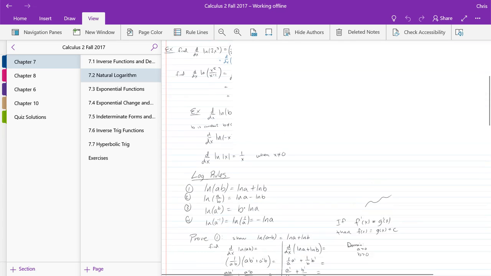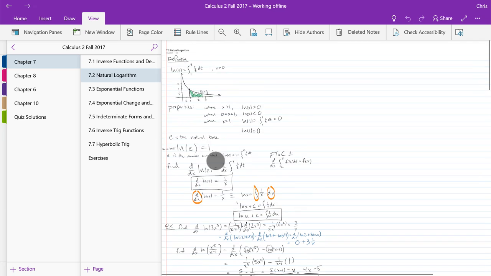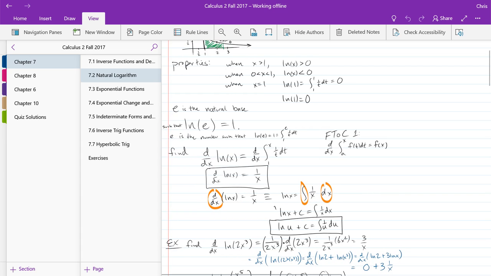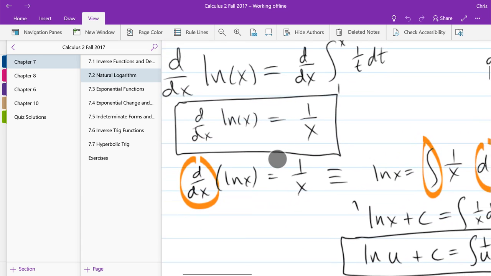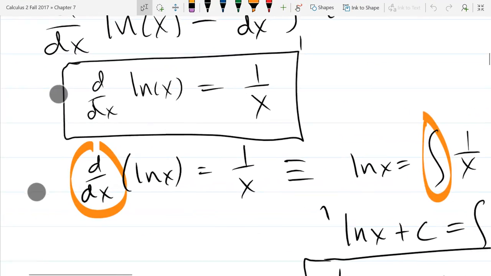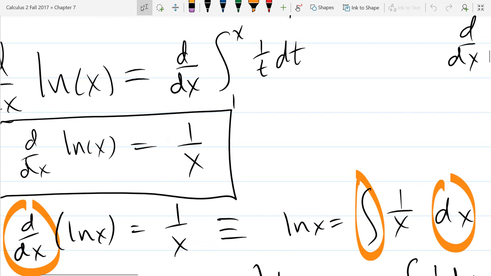So I had talked about inverting the derivative somewhere. Here we go. So I talked about inverting the derivative right here. It's these orange circles, which is why we get a free antiderivative with every derivative that we get. I just want to talk a tiny bit more about this.